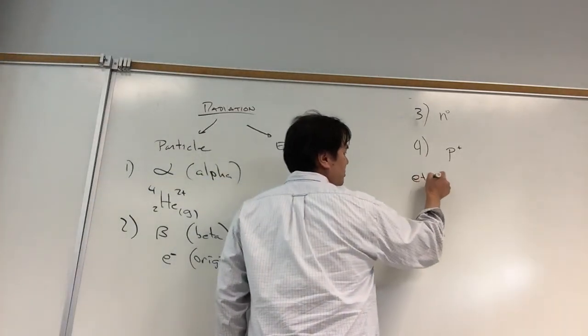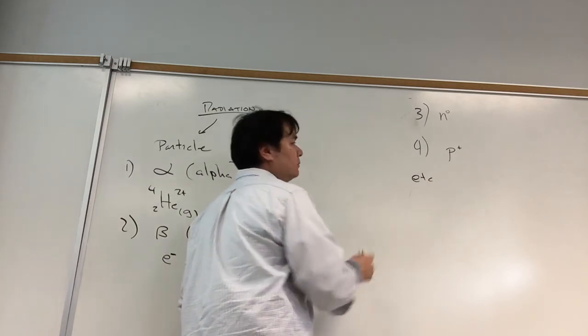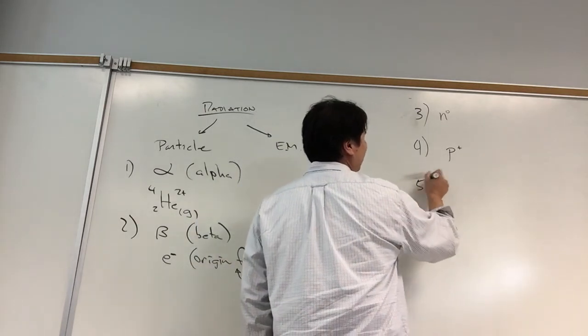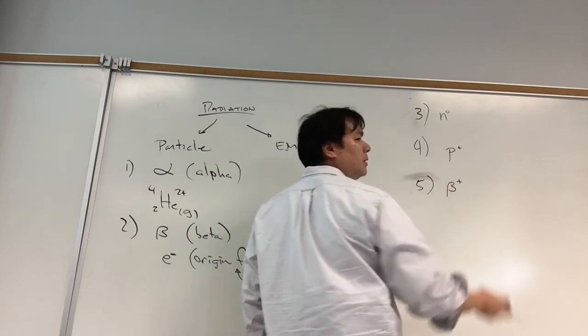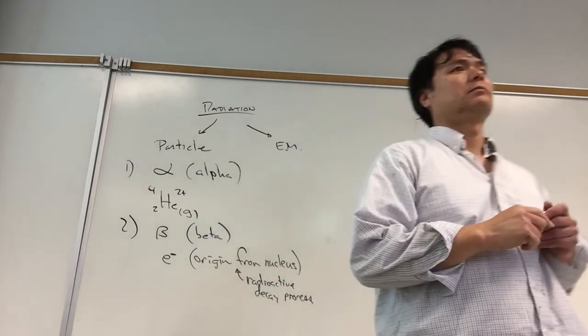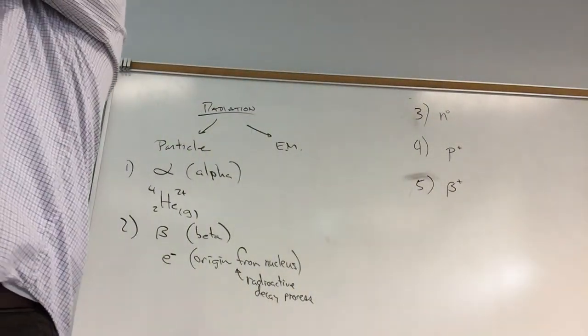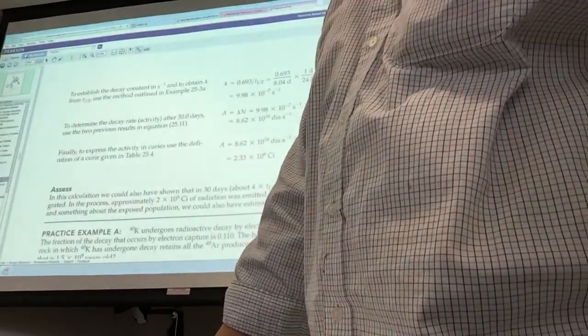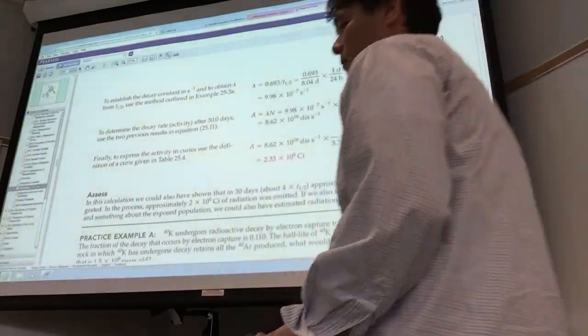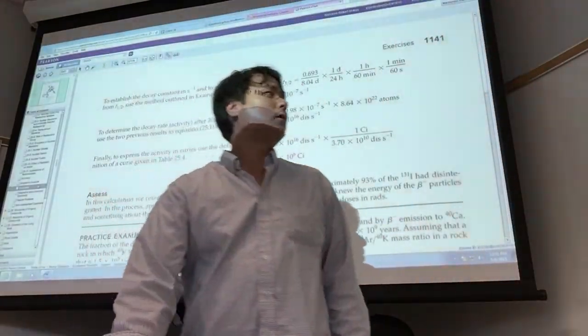There's positrons. You know what a positron is? A positron is a positive electron. A positive electron is a piece of antimatter. Okay, those are some particle radiation.